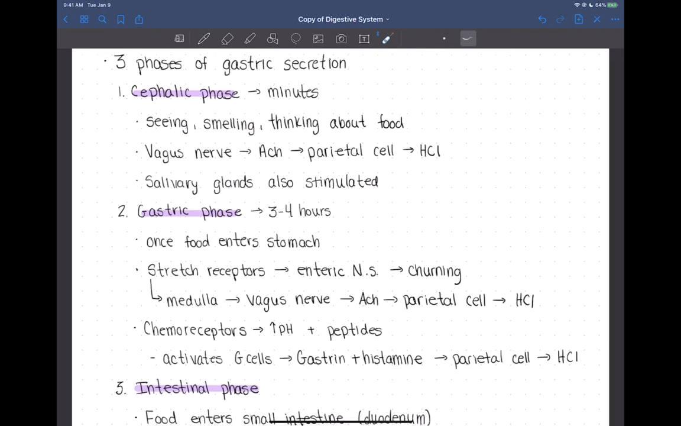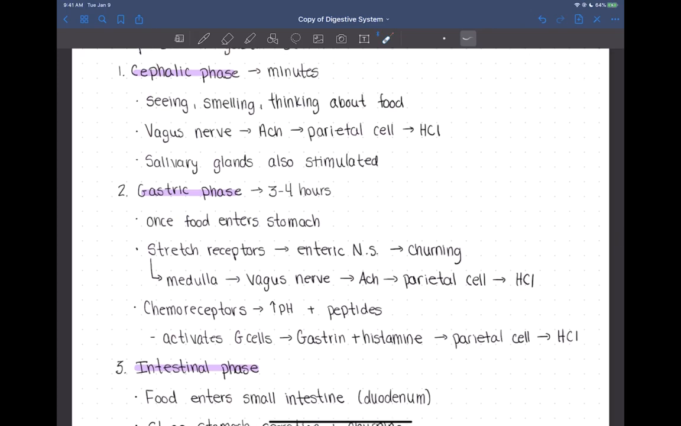So the first phase is called the cephalic phase, all right? And so we know cephalic means your head. And so this does pertain to your brain. And so this stage only lasts for a few minutes. And it occurs when you either see, smell, or even think about food, all right? And so the brain sends a message through the vagus nerve, which will release acetylcholine onto parietal cells. And we know acetylcholine is one of the things that will bind to the receptors on parietal cells and cause it to release HCl, okay?